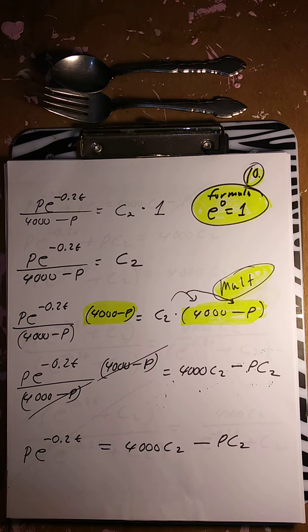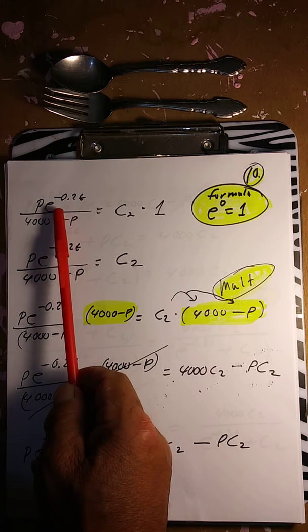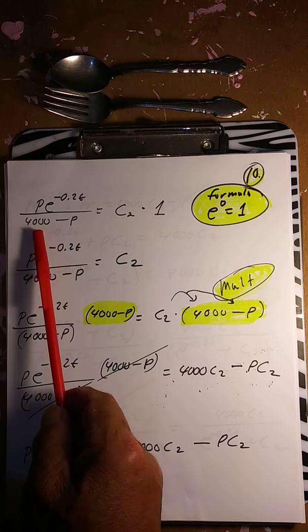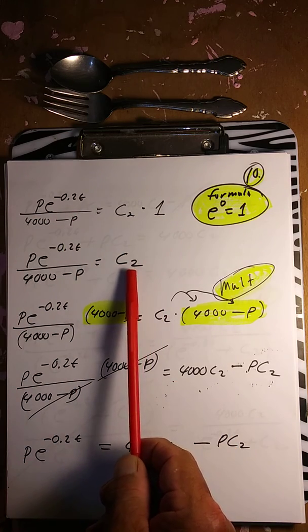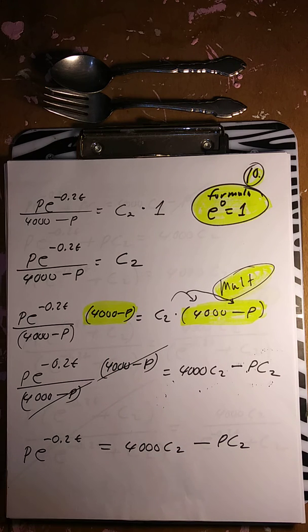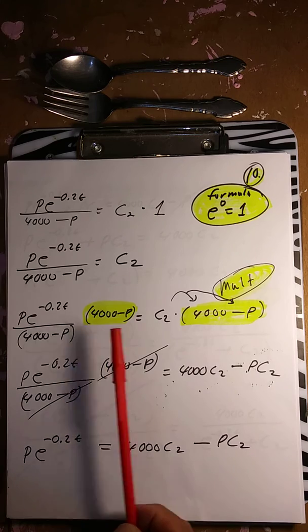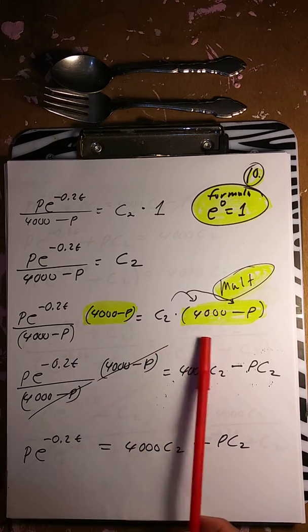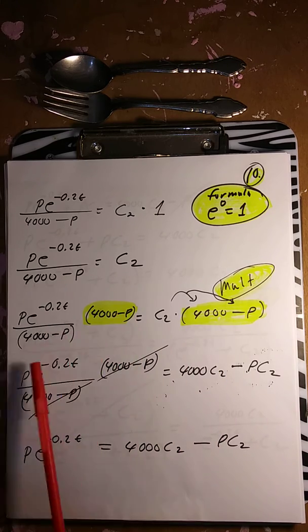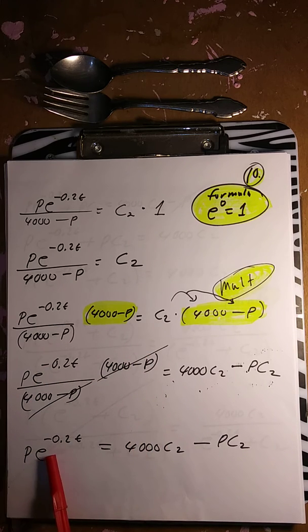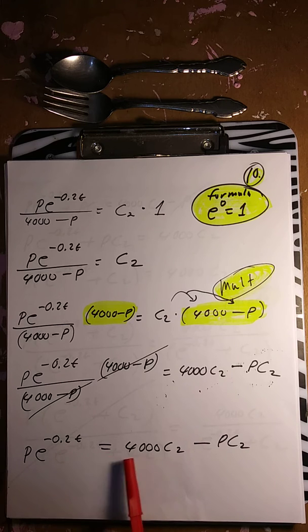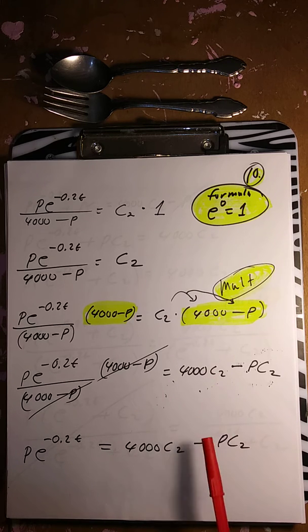So now we have p e to the negative 0.2t over 4,000 minus p equals c2 times 1. That's c2. So now what are we going to do? Now we're going to go ahead, multiply by 4,000 minus p, both sides. These are going to cancel. Look at this right here. They cancel out nicely right there. So we have p e to the negative 0.2t equals 4,000 c2 minus p c2 right there.